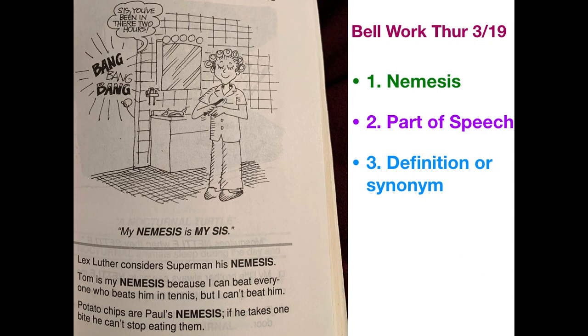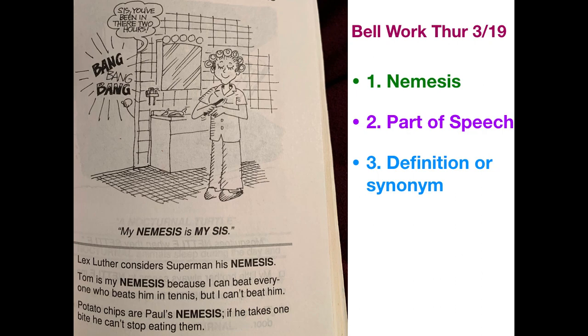Lex Luthor considers Superman his weakness? I don't think so. His guilty pleasure? Definitely not. What if we think about it like this? The potato chips are negative to Paul. So what if we plug in the word enemy? Potato chips are Paul's enemy. If he takes one bite, he can't stop eating them.